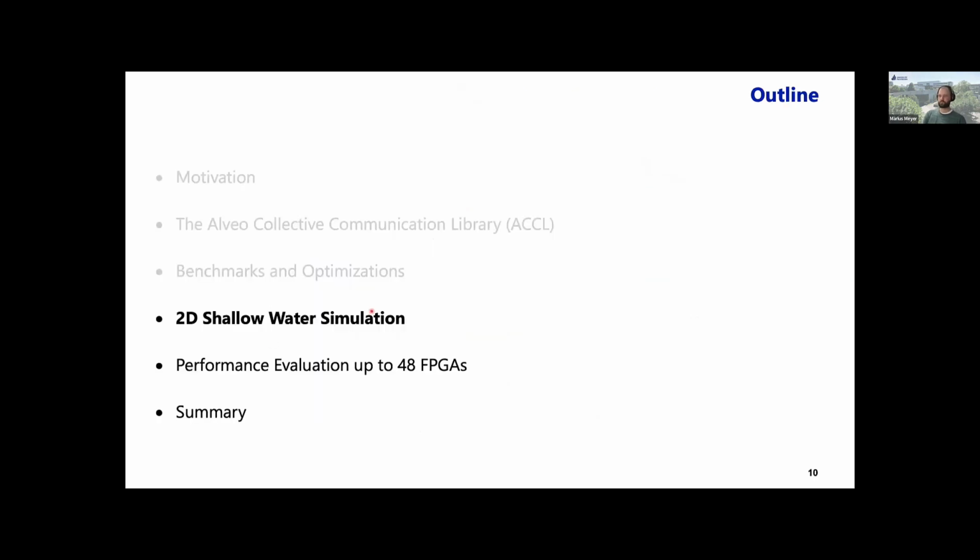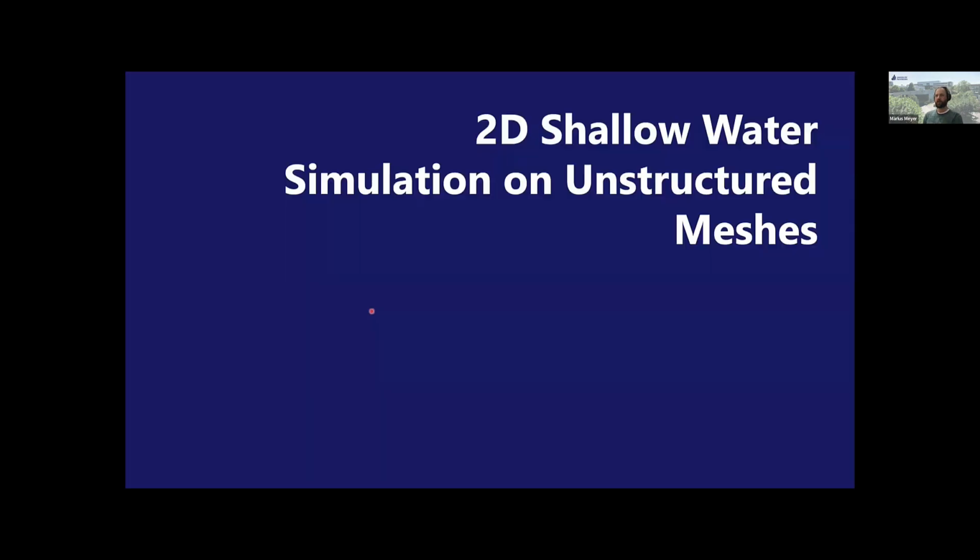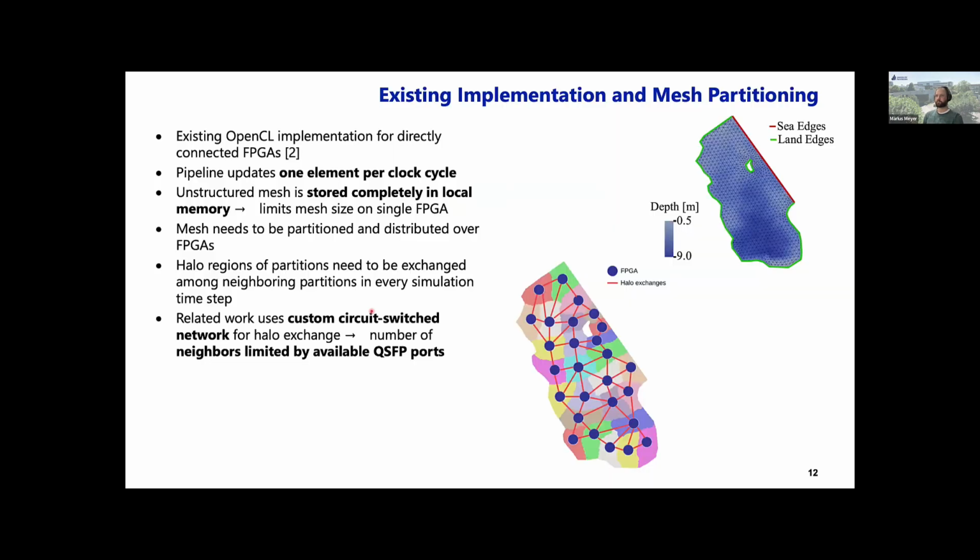So with that, we want to go from the synthetic benchmarks and ACCL to the actual 2D shallow water simulation. I already mentioned that this 2D shallow water simulation that we used already existed and is an OpenCL implementation that also already supported multi-FPGA execution on directly connected FPGAs, so a circuit switch network. And so you can see an example input mesh of this simulation here.